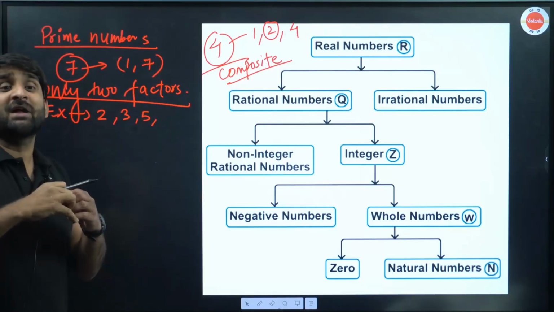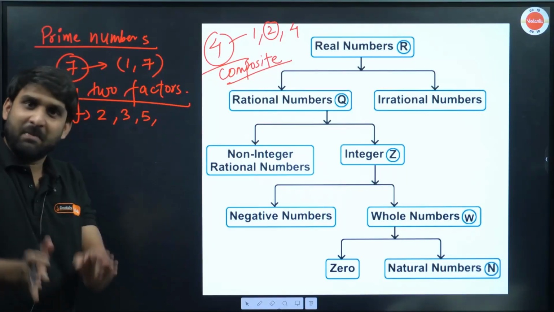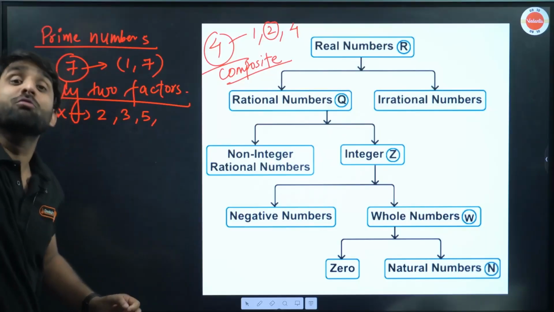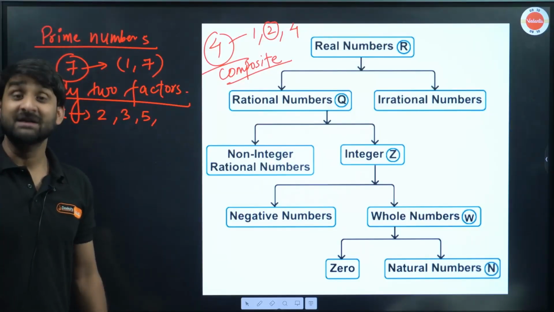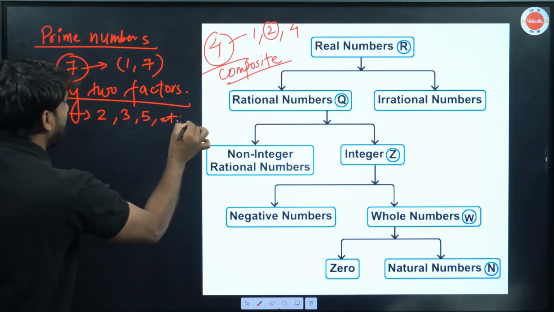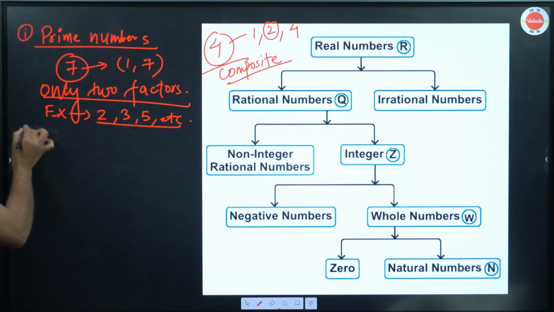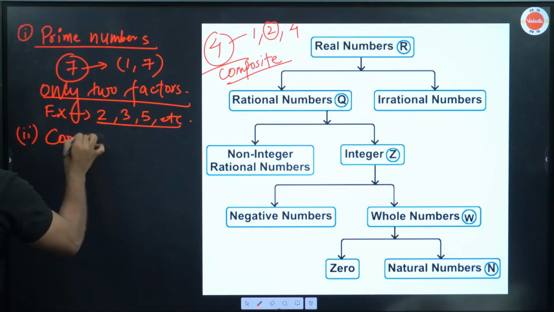So the numbers which have more than 2 factors, where 1 will be there, the number itself will be there, and 1 more, 2 more, 3 more extra factors will be there, such numbers are called composite numbers, and numbers like 2, 3, 5 are called prime numbers. So first are prime numbers, and the second are composite numbers.